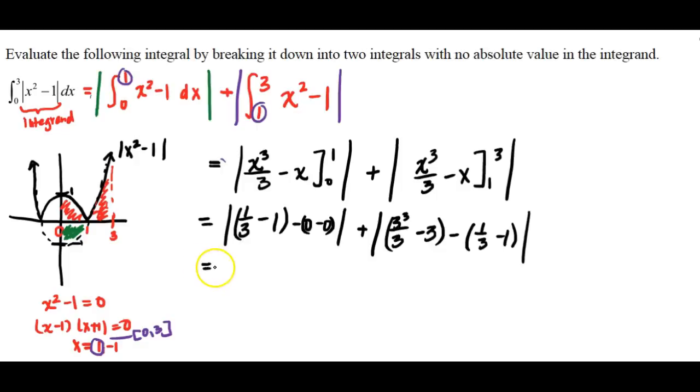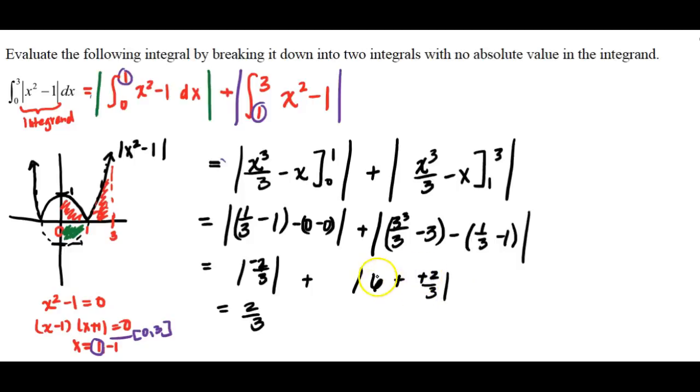And then now I can simplify these quantities. So I get 1/3 minus 1 is, whoops, negative 2/3. And so let's think about that, because we do know the graph. Well, it was a negative quantity because it's this green part, but those absolute value bars are going to make that area positive. And then this part is going to be 27 over 3 is 9, minus 3 is 6, minus, and then this is going to be minus negative 2/3.